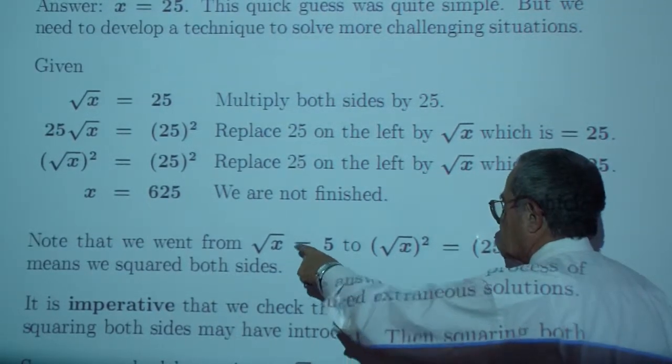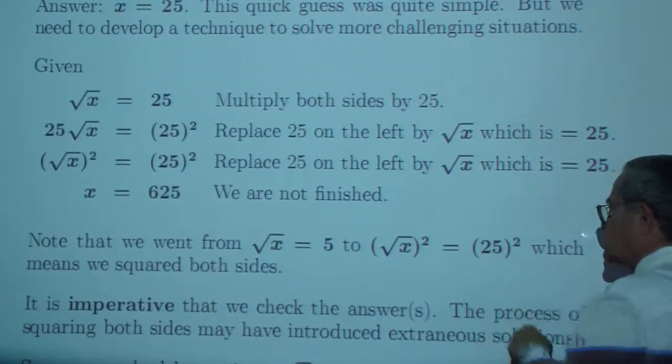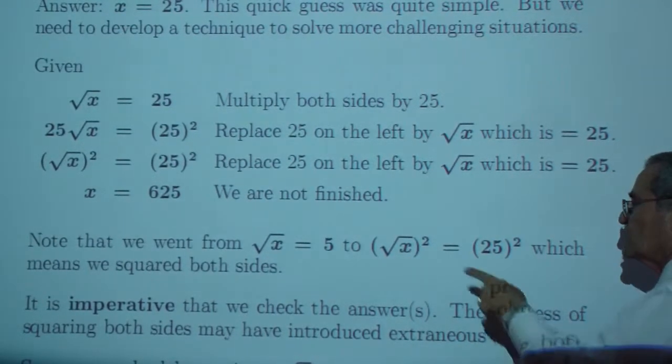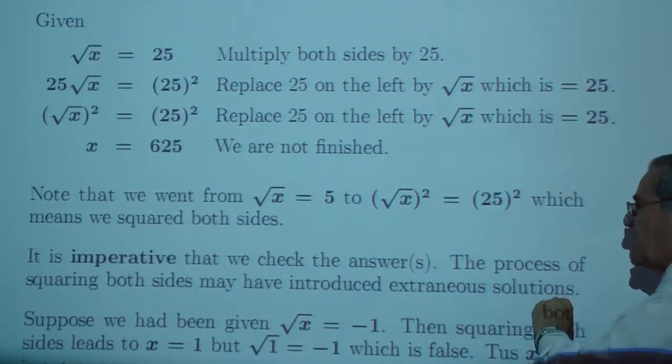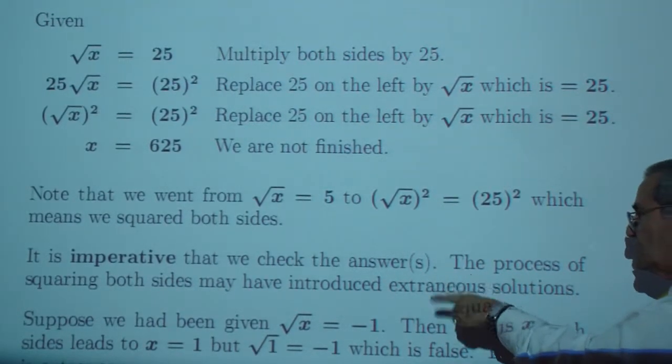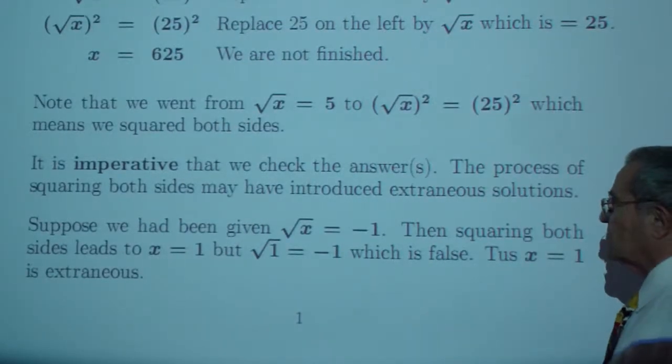Note that we went from square root of x, which is 5, to square root of x quantity squared, which is 5 squared, which means we squared both sides. It is imperative that we check the answer. The process of squaring both sides may have introduced extraneous solutions.